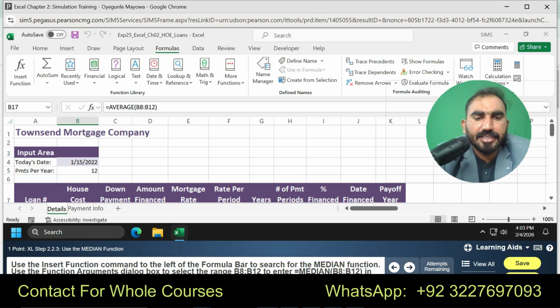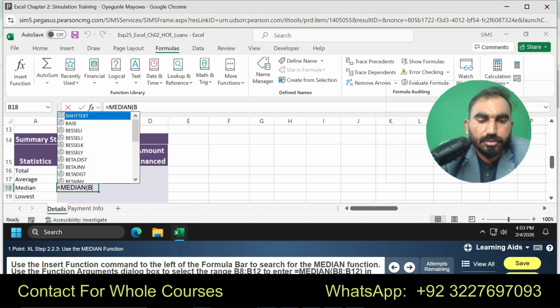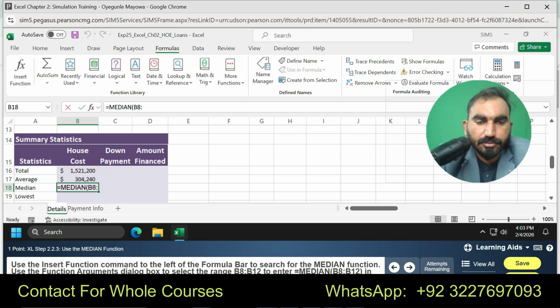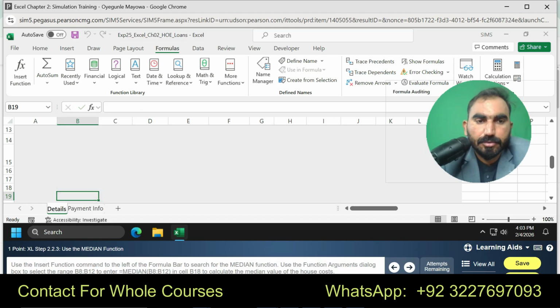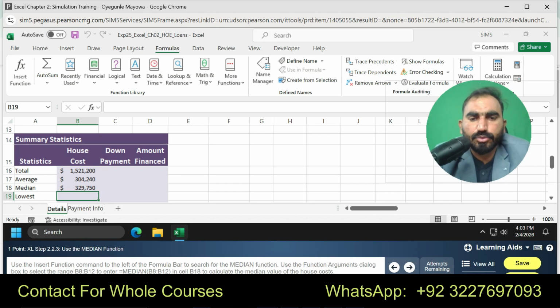Use the Insert Function in the formula bar to insert the median function in B18. I am going to insert a median function to find the median value by selecting the range B8 to B12. I have completed question number 6. Now I am going to move to my next question.